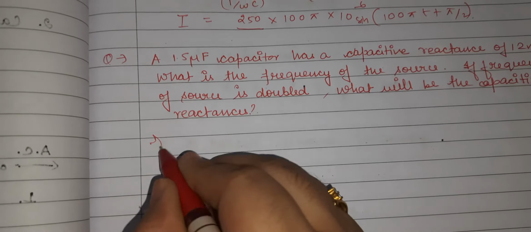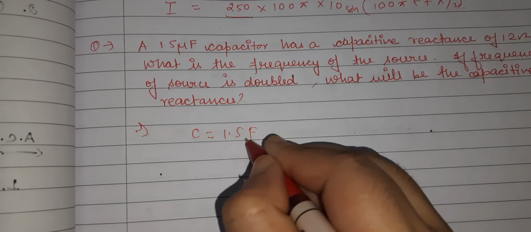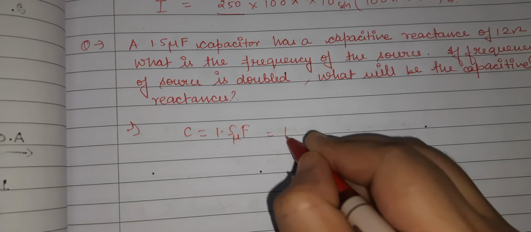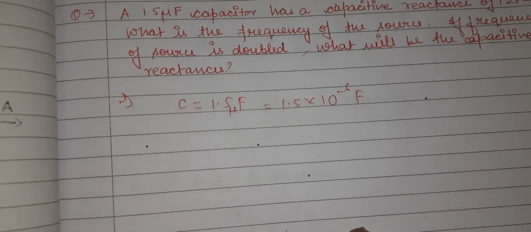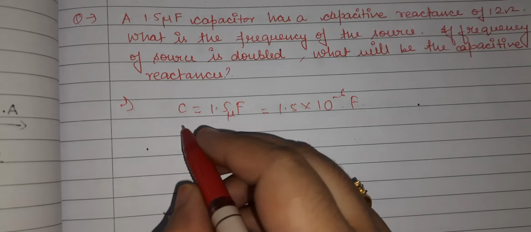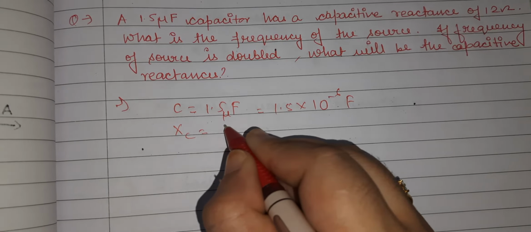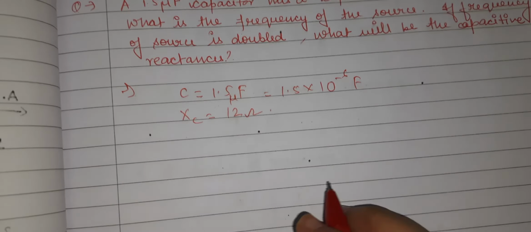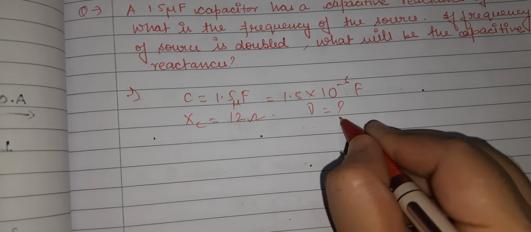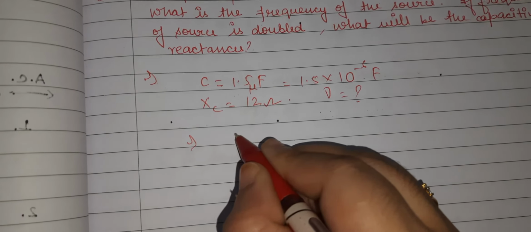So first of all, what are the things given in this question? C is equal to 1.5 microfarad, so it will be 1.5 multiplied by 10 to the power minus 6 farad, because we always have to take capacitance in farad. And Xc, the capacitive reactance, is given as 12 ohm. We have to find the frequency. So this is the picturization of the question. Now let us start.